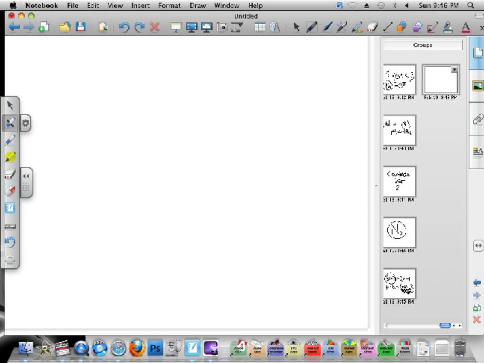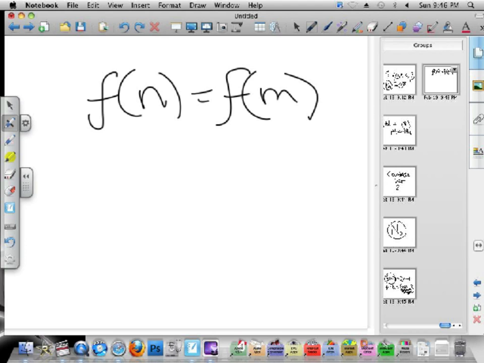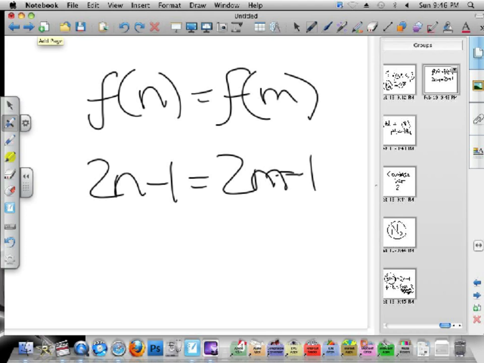To see that the function is one-to-one, let f of n equal f of m, which implies that 2n minus 1 is equal to 2m minus 1, which implies that n is consequently equal to m. And this shows that if there are any two elements that map to the same element, they must be equal, demonstrating that f is in fact one-to-one.